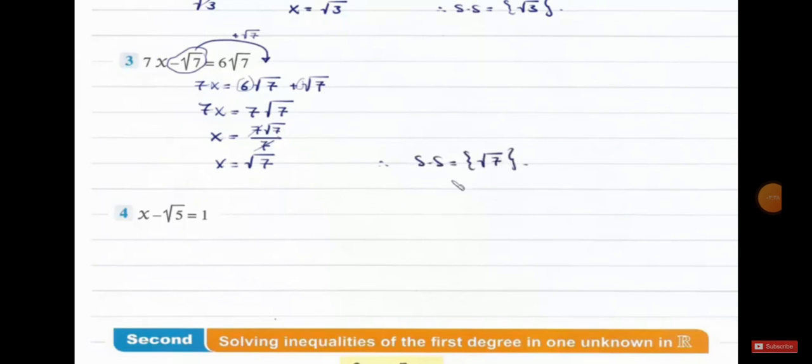Another example: 7x minus square root 7 equals 6 square root 7. Then 7x equals 6 square root 7 plus square root 7. Then 7x equals 7 square root 7, 6 plus 1 is 7, and put square root 7 as it is. Then 7x, 7 is up, put it down on the other side. Then x equals 7 square root 7 over 7. Then x equals square root 7. Then we can say the SS equals square root 7.